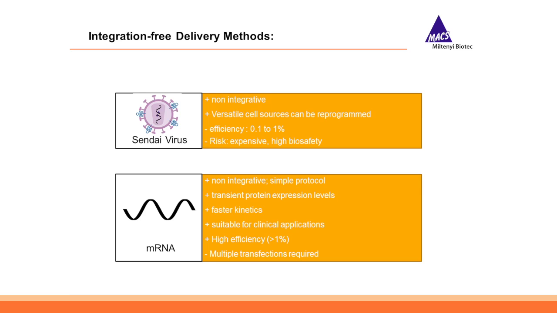Also, a big advantage is that this technology is very fast, and you have a very, very high efficiency, over 1%. For example, mRNA reprogramming can result in iPS cell colonies within 2 weeks. But one disadvantage of the mRNA reprogramming is the inconvenience posed by the daily mRNA transfections required for this method.